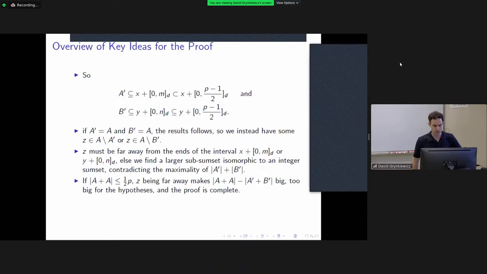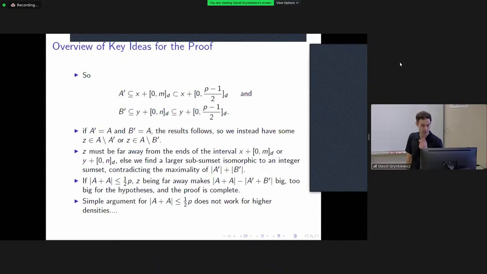And it turns out that if we had a density assumption about P over 2, so one half, then being far away from the endpoints, we would easily be able to show that the difference in cardinalities between A plus A and A prime plus B prime was big enough. We'd make up for that difference, and we get a contradiction right away. And we gain lots of new elements. It would be much bigger than A prime plus B prime, and it would just be too large for our hypothesis. So the complete proof would end right away, and we'd be done.